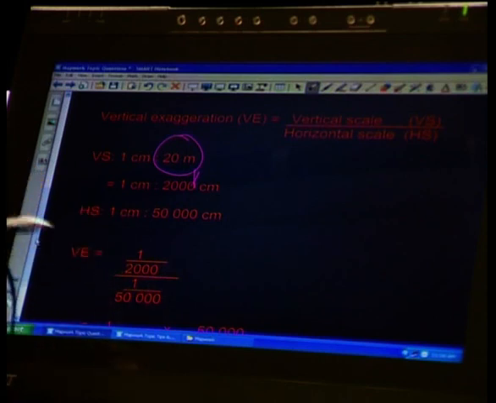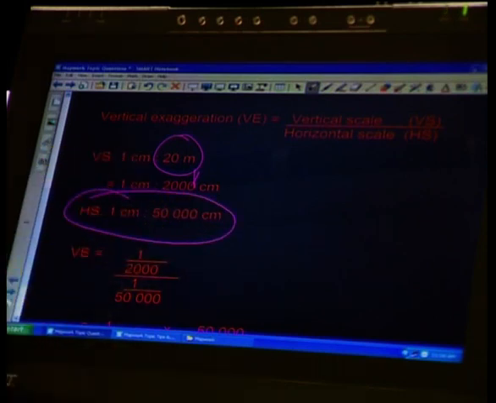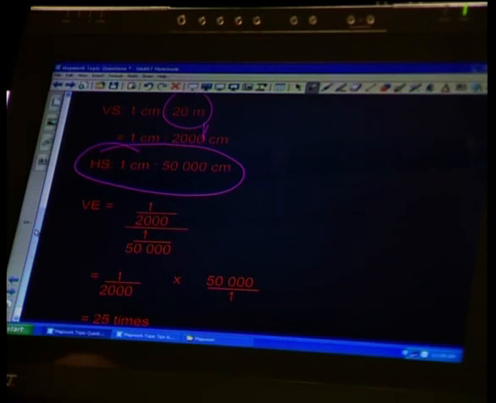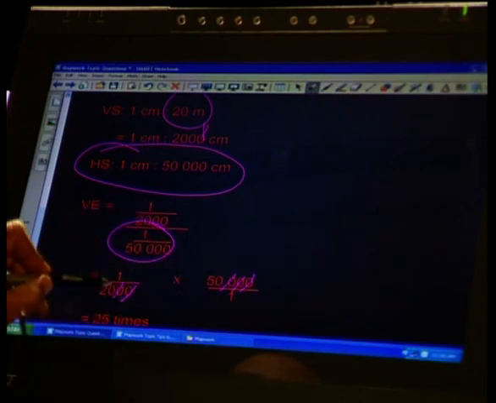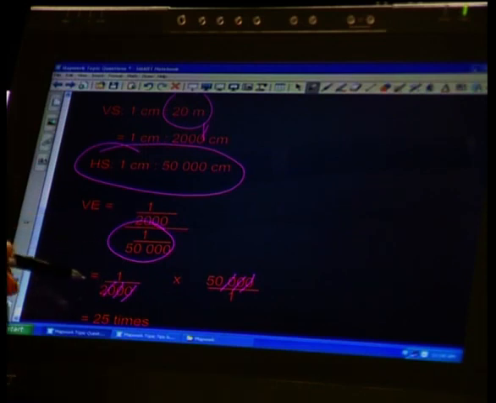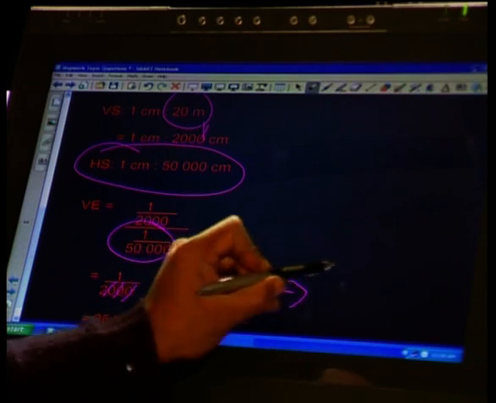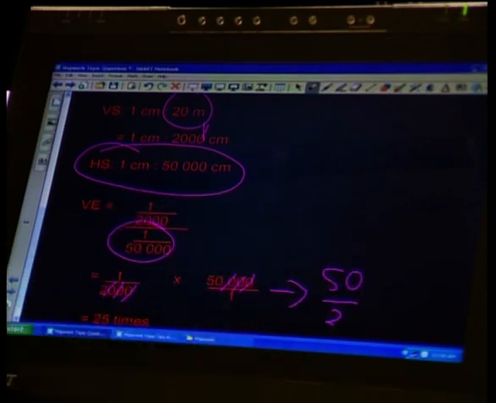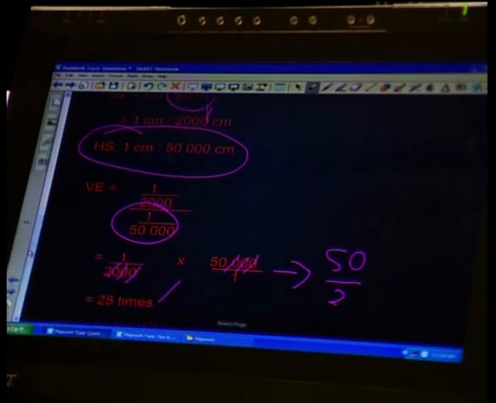When we're doing the formula, the vertical scale over the horizontal scale, we can't express it as a ratio scale because it doesn't make sense. You won't be able to calculate. We express it as a fraction scale. So it's 1 over 2,000 divided by 50,000 over 1. Mathematically, in order to make this viable, you invert and multiply, inverting the bottom figure. So it becomes 1 over 2,000 times 50,000 over 1, and now we can quickly do it. The zeros cancel off, and 50 times 1 is 50, 2 times 1 is 2, so it's actually 50 over 2. How many times does 2 go into 50? 25 times. That shows the vertical scale has been exaggerated 25 times to make the feature clearer for us to interpret.